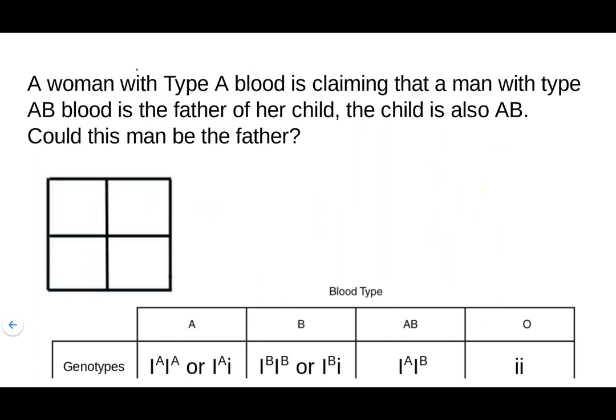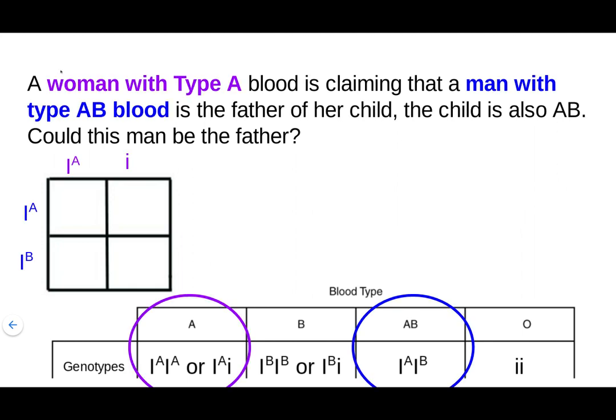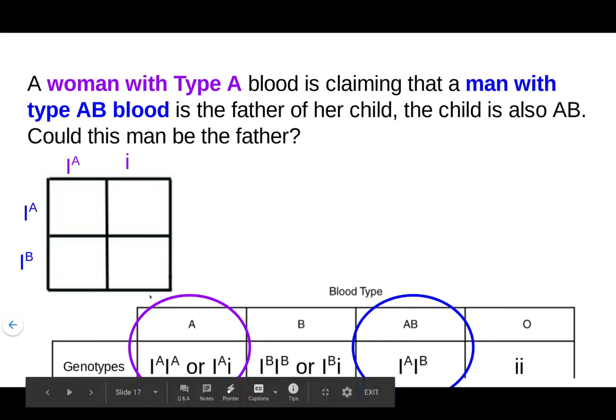Last practice problem. A woman with type A blood is claiming that a man with type AB blood is the father of her child. The child is also AB. Essentially, I want to know, can a type A woman with an AB man produce a child who's also AB? Could this man be the father? Let's pick out the parents first. The woman is blood type A. So coming down here, she could be homozygous dominant or heterozygous. The problem doesn't specify.